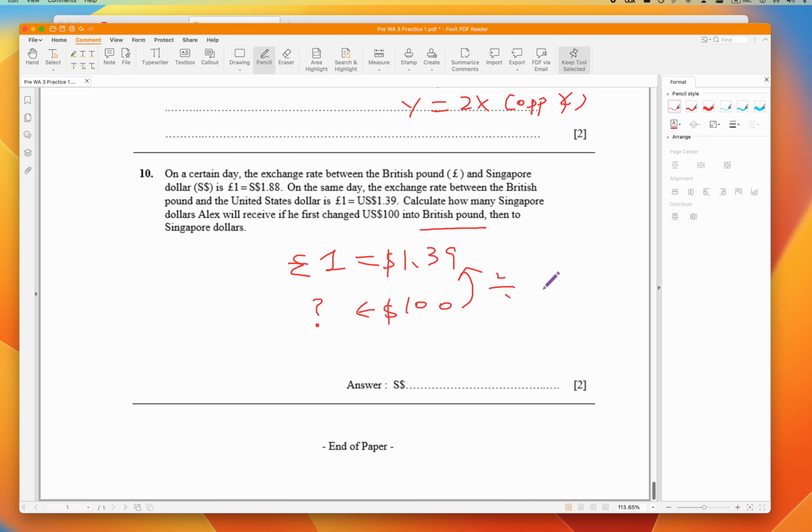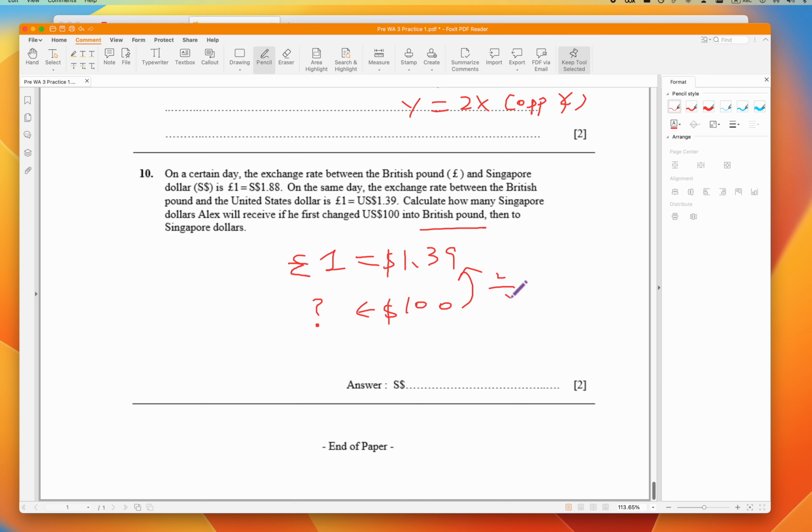So let's say you divide by how much? I divide 100 by 1.39. Then you will get 71.94. Actually, the best way, because you want to preserve the accuracy, is to not use the decimal number but the mixed number. So use 100 divided by 1.39, and you get this. So you want to get it to a mixed number.